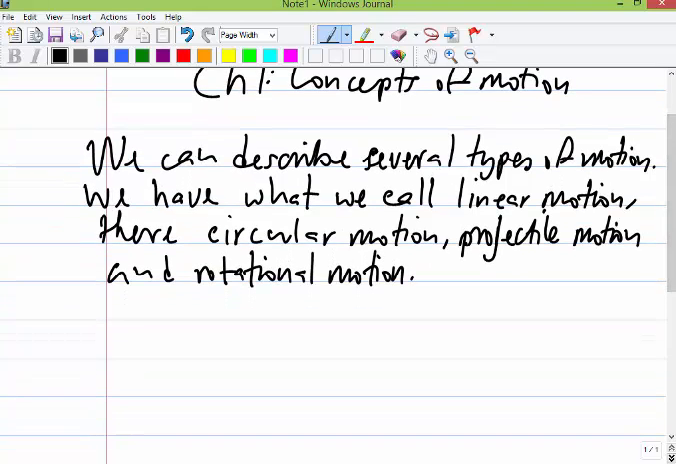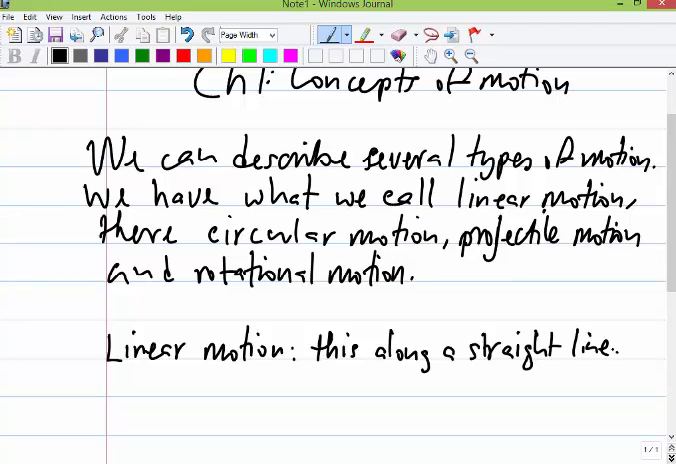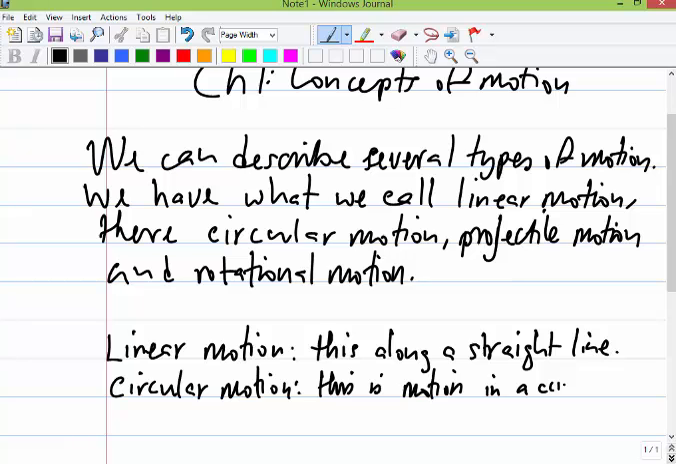Let's start off by looking briefly at linear motion. This is motion along a straight line. And we will talk a little bit more about linear motion as we go along, but we're just defining our types of motion now. Then we have circular motion. This is motion along a circular path, or you can say motion in a circular path.